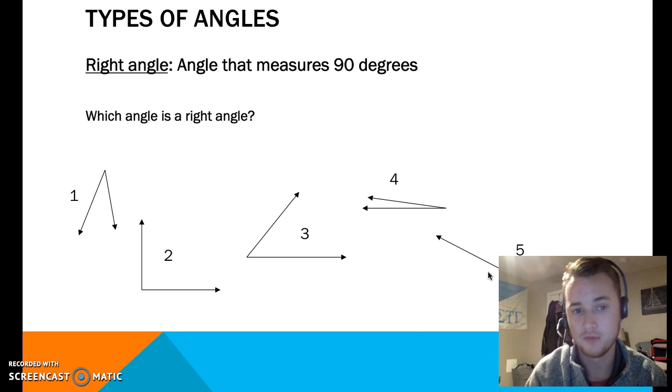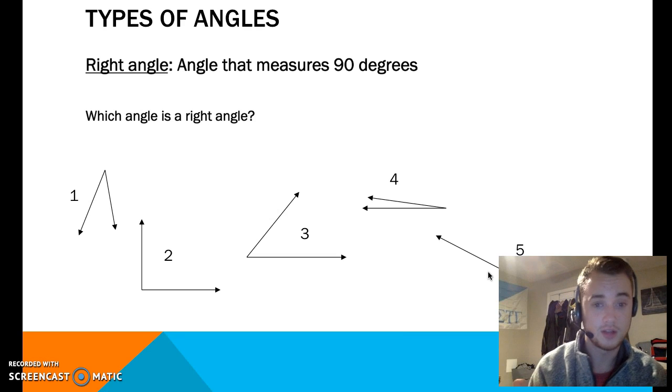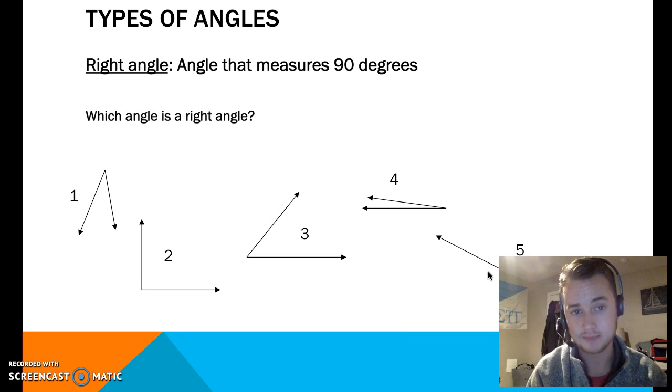Let's think of a way to remember what a right angle looks like. Let's think back to the alphabet. It looks like a letter L. A right angle is always going to measure 90 degrees, so it's always going to look the same. Now it could be a backwards L or it could be a regular L, but it's always going to be 90 degrees.